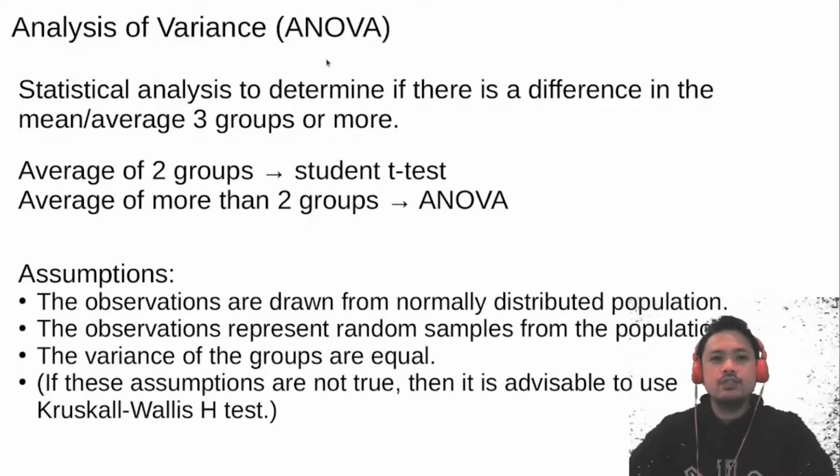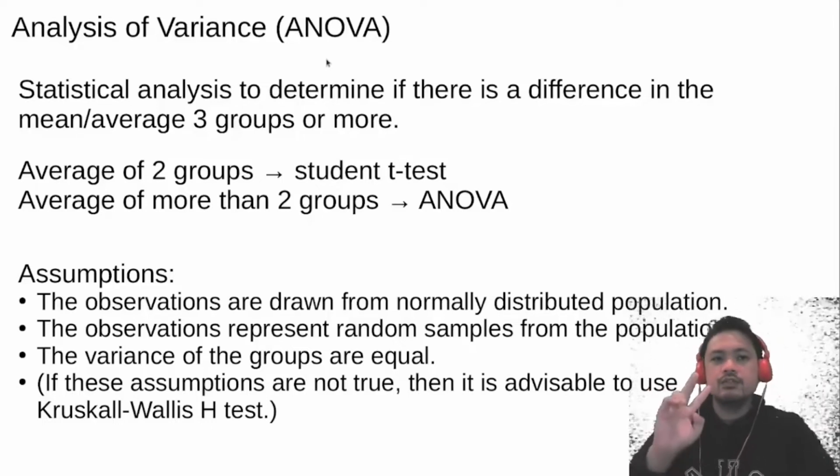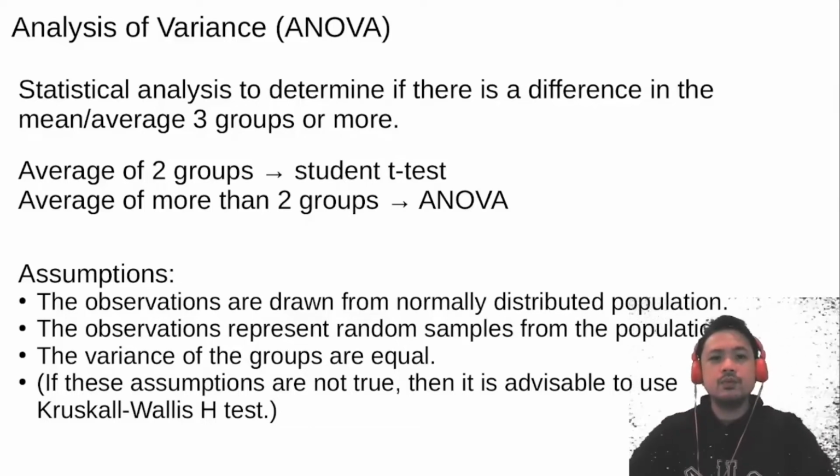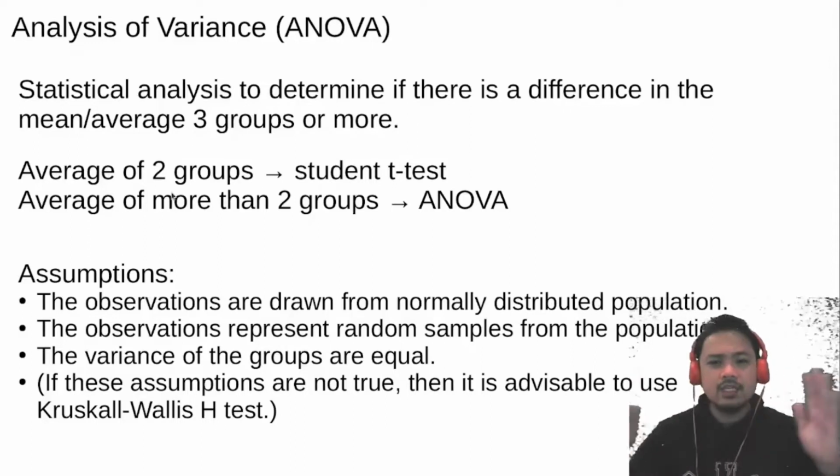Remember, if you are comparing average, it means that your variable is a continuous variable. And then the statistical tool that you need to use will be student t-test if there are just two groups, and ANOVA if it is more than two groups.